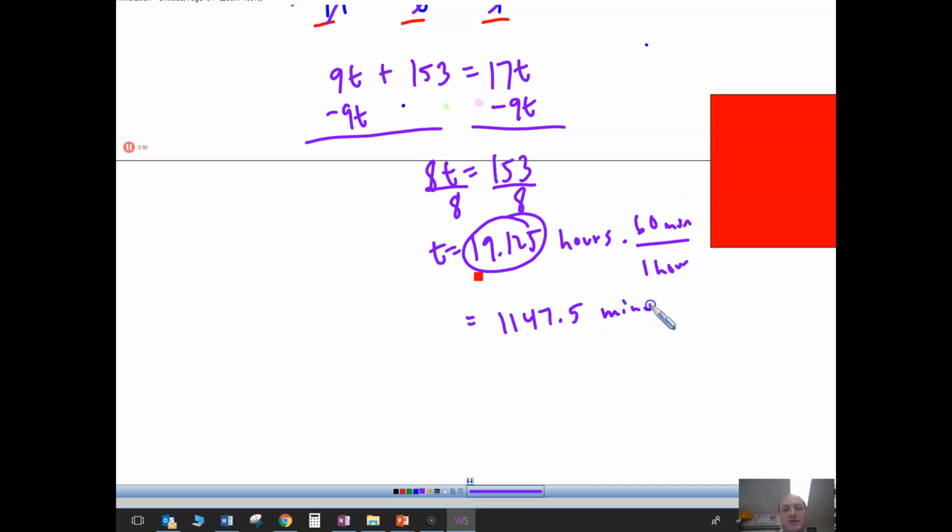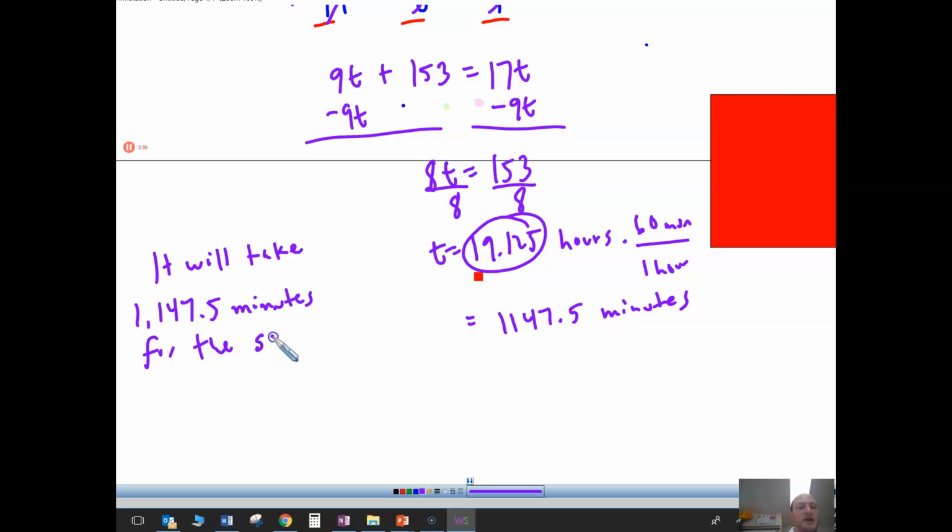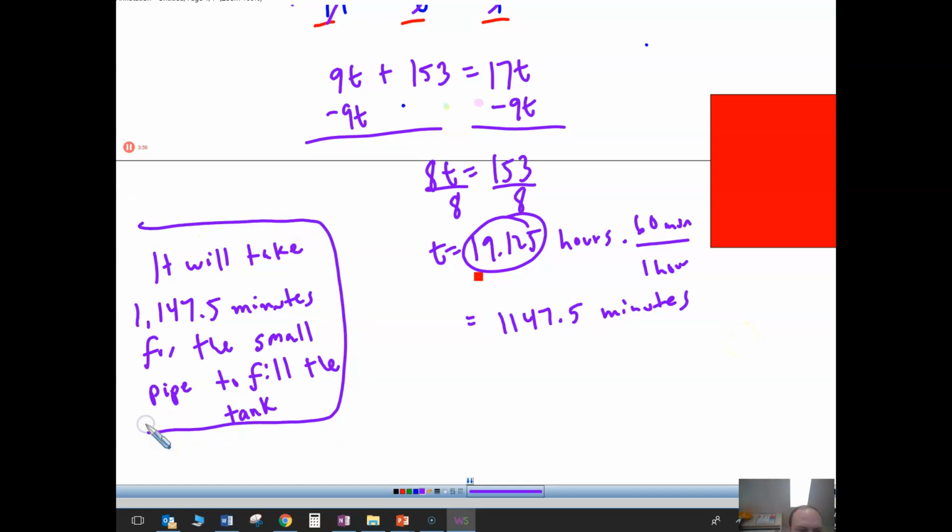Okay, and we get 1,147.5 minutes. Okay, this is a word problem, so we have to give an answer in words, and our answer is, it will take 1,147.5 minutes for the small pipe to fill the tank. Okay, and there is your answer.